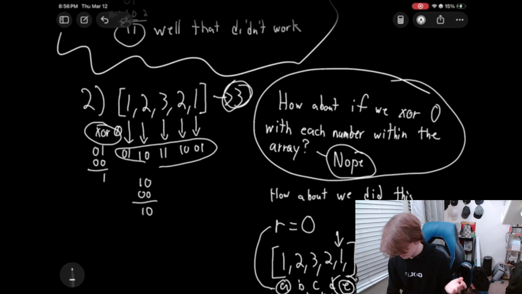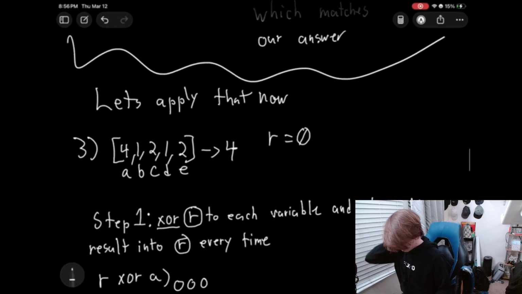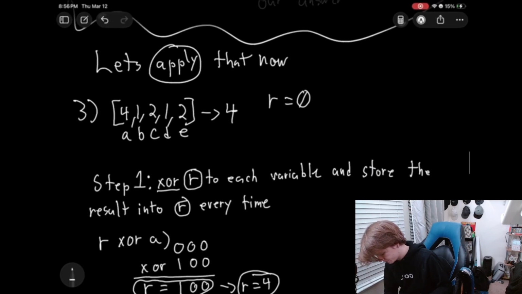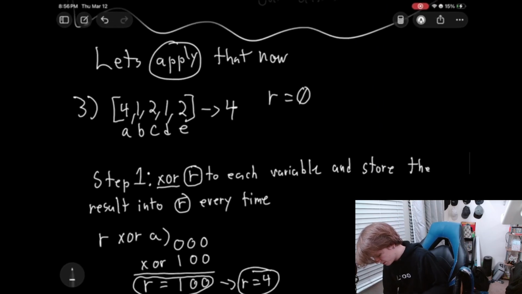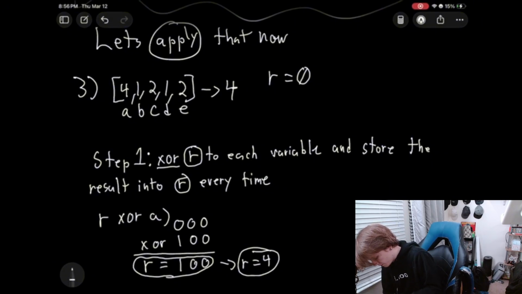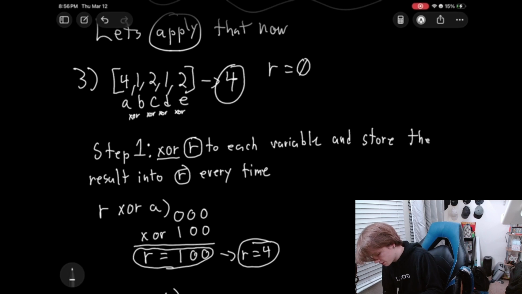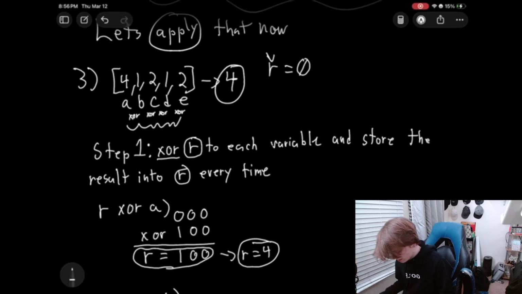Okay, so we have this. Now let's apply it to future problems, right? So for our next problem, we have A, B, C, D, E, and each time we're going to XOR, XOR, XOR, XOR, and it's going to equal 4 at the end. Okay, so this R is 0 now, but by the time we get all the way down to here, R should be 4 for our result.